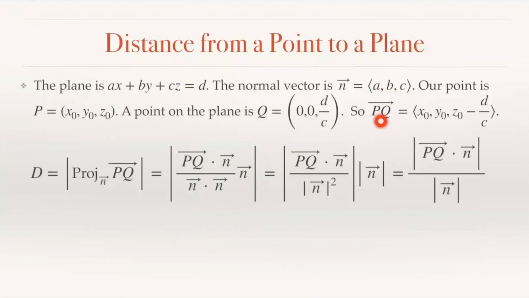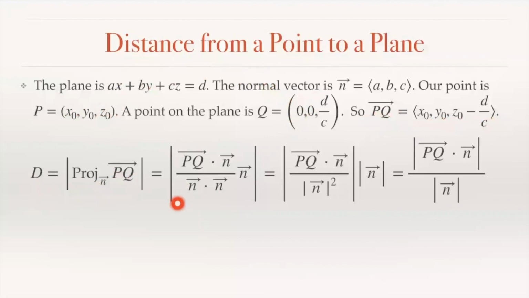So then PQ is just the difference of these two points regarded as vectors. So we have x naught minus 0, y naught minus 0, z naught minus d over c. So we know that the distance from the point to the plane is the projection of PQ onto the normal vector. And at this point, we use that formula that we derived for the projection.